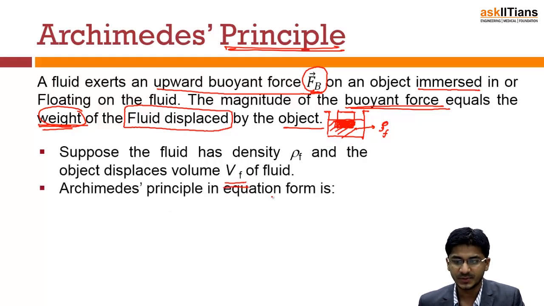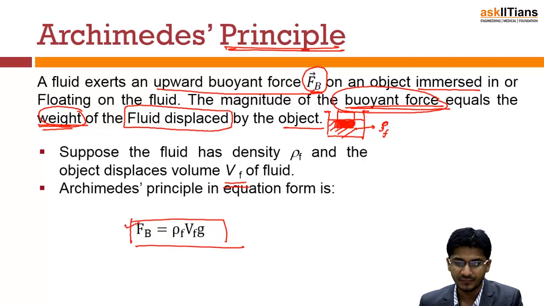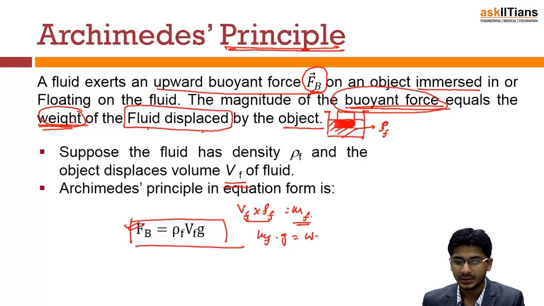Now the Archimedes principle in equation form is this: the buoyant force Fb that will be acting is the weight of the fluid displaced. The volume of the fluid displaced is Vf, and the density of the fluid is rho f, so this is the mass of the fluid displaced. Its weight will be the mass of the fluid displaced times g. This weight is the buoyant force. And this gives you this when you put in the value of the mass of the fluid.